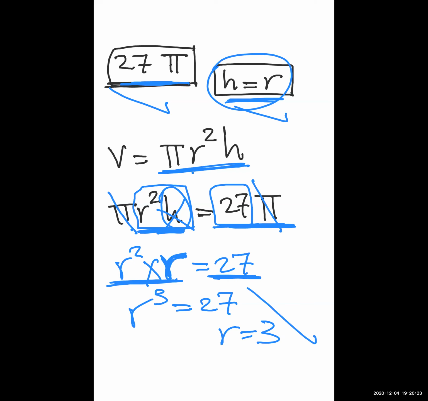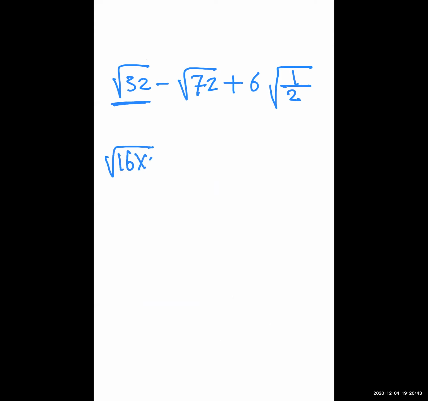Simplify to the simplest form: square root of 32 minus square root of 72 plus 6 square root of 1 over 2. Okay, how to solve this one? Actually, 32 means square root of 16 times 2, minus 72 means square root of 36 times 2. Right? Okay, very good.